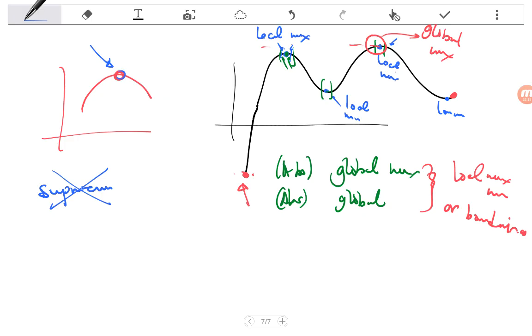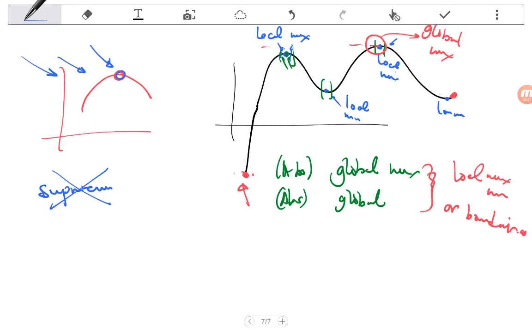But this point is out of my domain, so it cannot be a maximum. So this function doesn't have a local maximum. Okay? So a maximum point must be in the domain, it must be in the domain to be a local maximum or a local minimum. Okay?